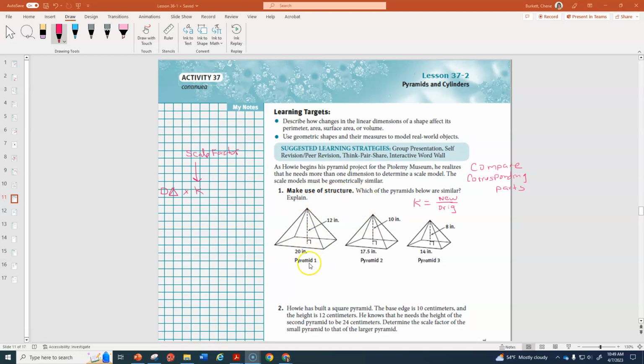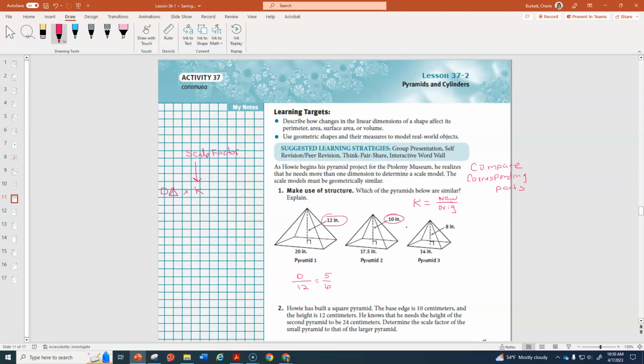So for example, pyramid 1, I'm assuming that's my original one. So I would put those measurements. Let's do the heights first. I'm going to put the height of that one on bottom, and I'm going to compare that to the height of the new one. And then of course I'm going to reduce it down to its most reduced form. And 10 over 12 reduces down to 5 over 6. We canceled out a common factor of 2, I believe. So this reduces down to 5 over 6.